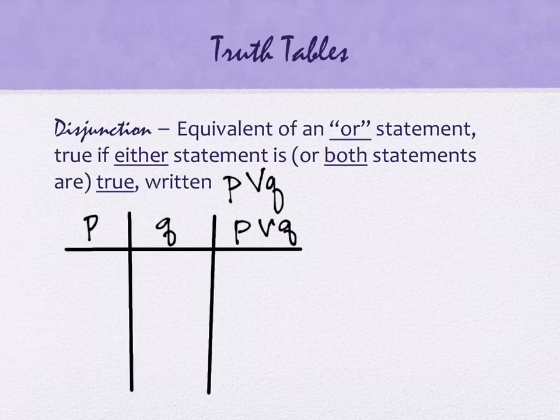Okay, so based on what I did on the last example, you should be able to fill in the P column and the Q column. What is going to go from top to bottom underneath P? T, T, F, F. Very good. And what is going to go top to bottom underneath Q? Right. T, F, T, F.